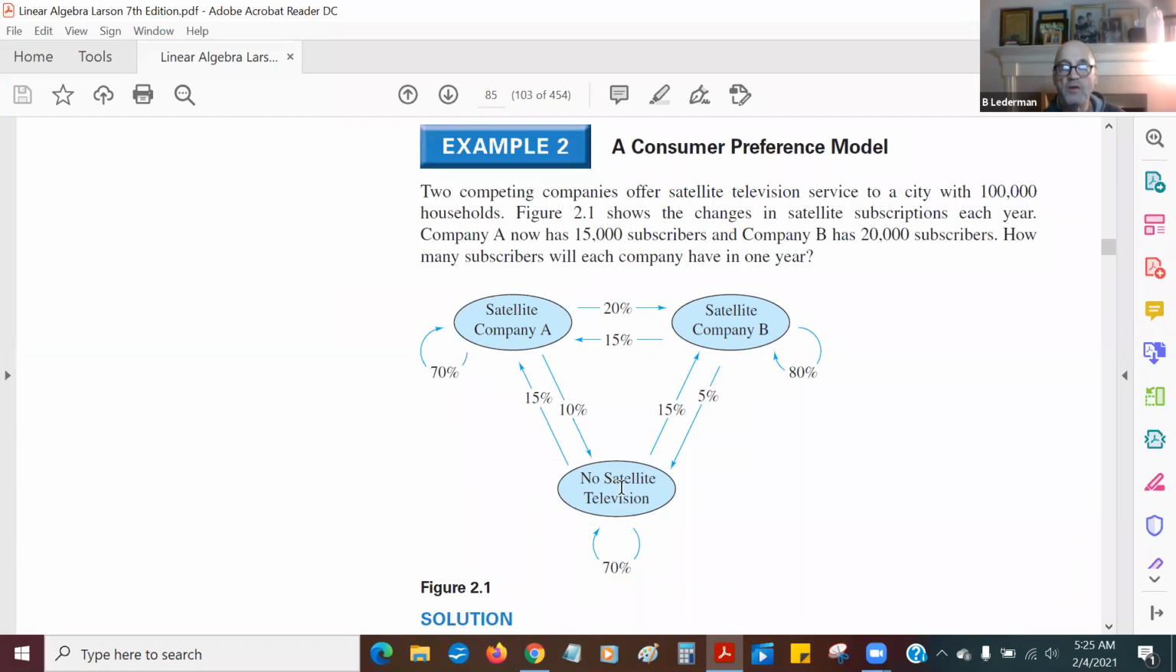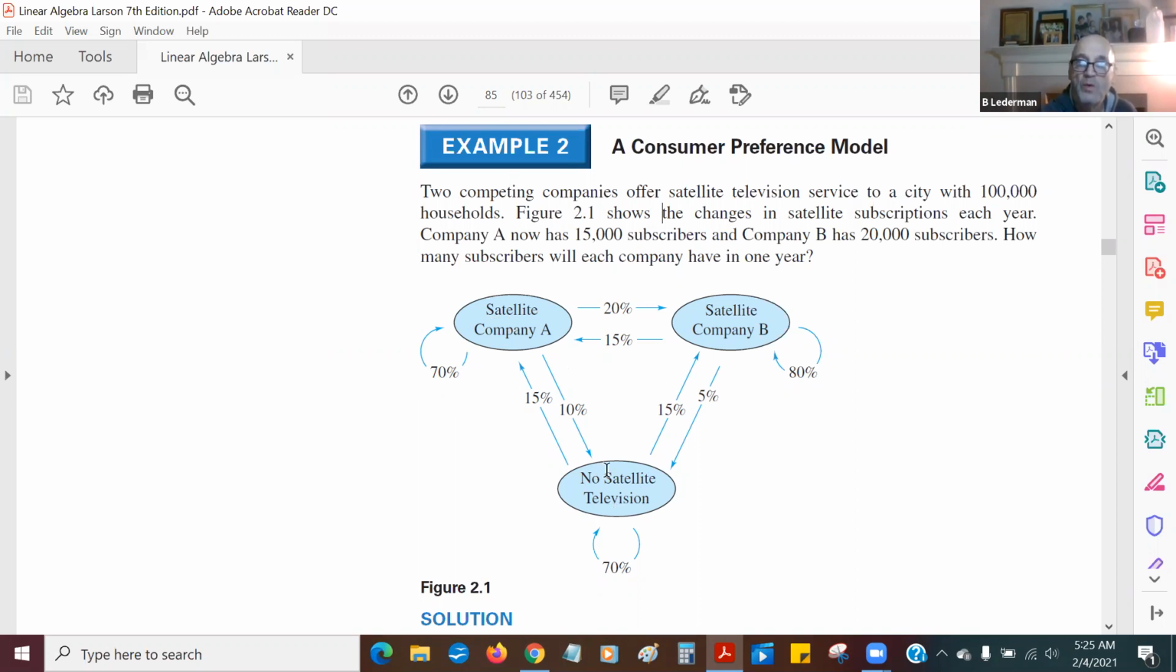Notice that it's 100%. If you have no satellite, either you're going to stay that way, or you're going to get from A and B. Apparently, those are the only choices. But notice 70 plus 15 plus 15 adds up to 100. In fact, all of these, if you add up the choices, they add up to 100. There's a 70% chance you're going to stay with A, 20% chance you're going to go to B, and a 10% chance you're going to go to nothing. So 70 plus 20 plus 10 again is 100%.